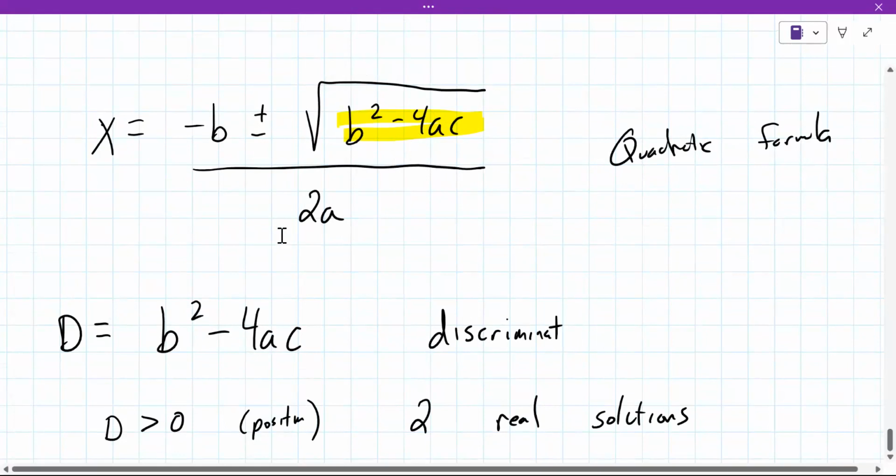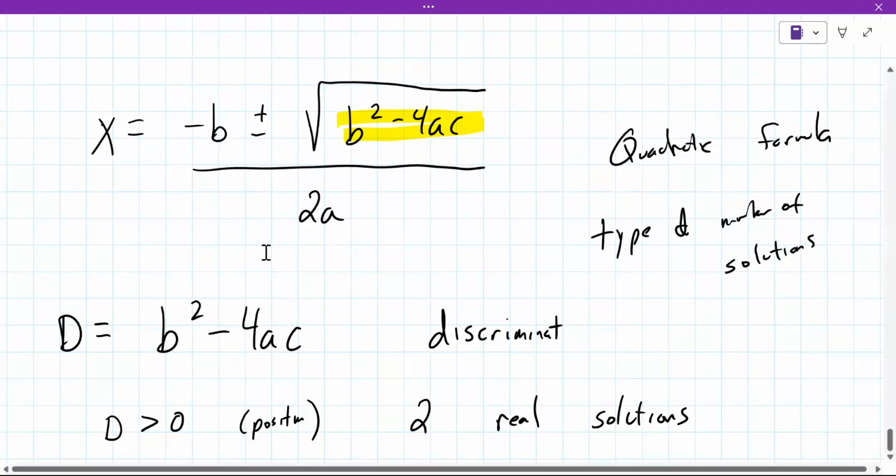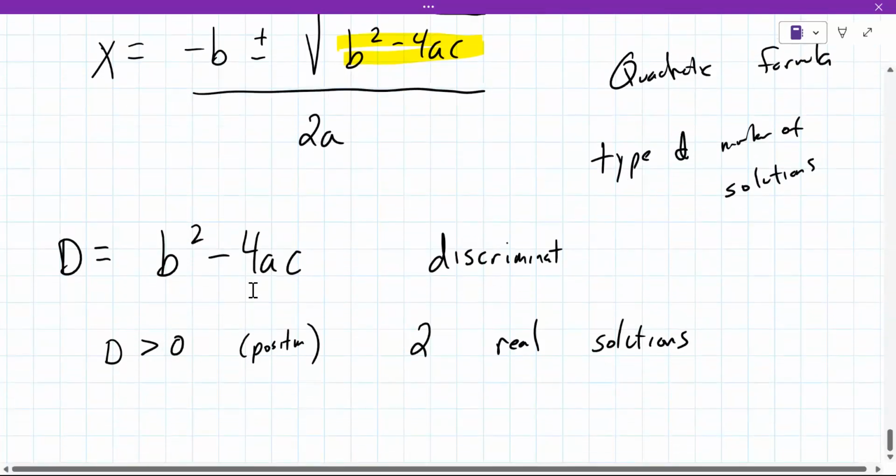But what it actually is, it tells you the type and number of solutions. It's a way to know something without doing the entire calculation. For example, it's like knowing that it's hot out, but not knowing how hot it is. Can you repeat what you said a minute ago? If the discriminant is greater than 0, if it's positive, if the number you get for b squared minus 4ac is positive, then there are two real solutions.